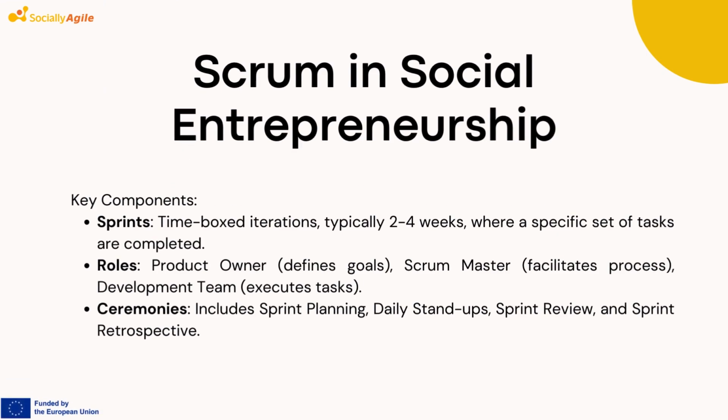The key components of Scrum include sprints, roles, and ceremonies. Sprints are time-boxed iterations, typically lasting 2 to 4 weeks, during which a specific set of tasks are completed. The roles in Scrum include the product owner, who defines the goals and priorities, the Scrum Master, who facilitates the process and addresses any impediments, and the development team, which executes the tasks. The ceremonies in Scrum encompass sprint planning, daily stand-ups, sprint review, and sprint retrospective. Each of these elements plays a vital role in ensuring the effectiveness of Scrum in managing social projects.